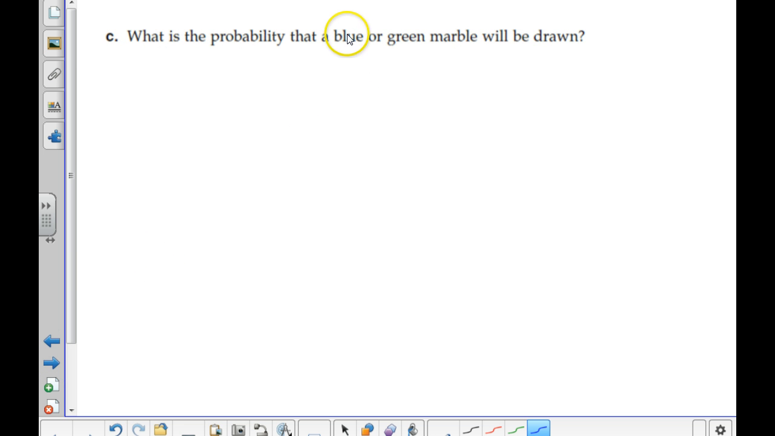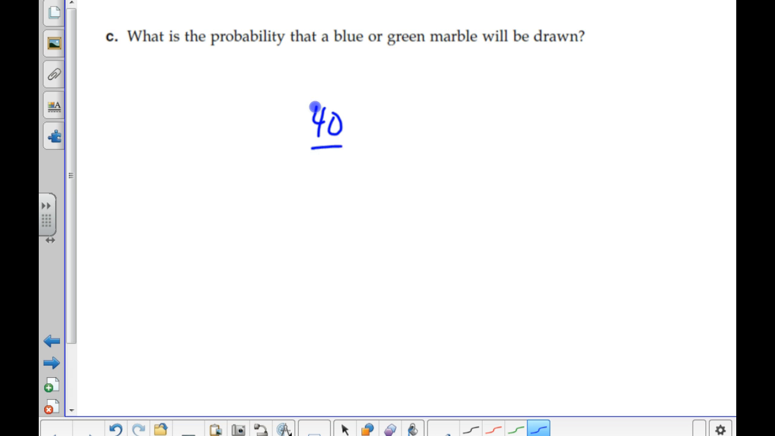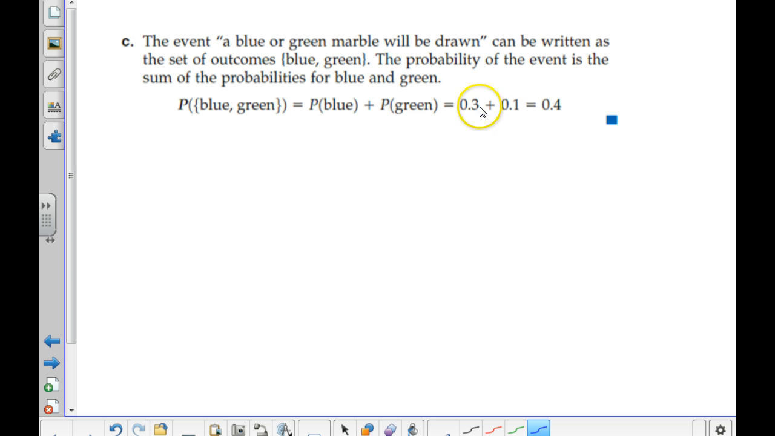What is the probability that a blue or green marble will be drawn? Yes, there's a total of 40 blue and green marbles divided by 100, or 4/10, which would be 2/5. You could have also added the probability of a blue plus the probability of a green to get 0.4, or 2/5. And I don't care if you do decimal, fraction, or percent for the form of your answer. Any questions?